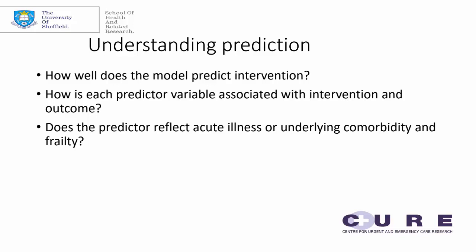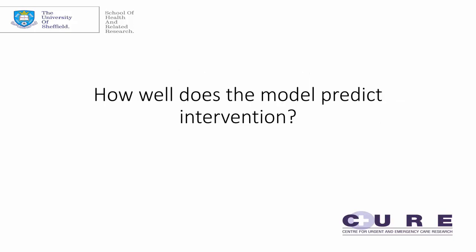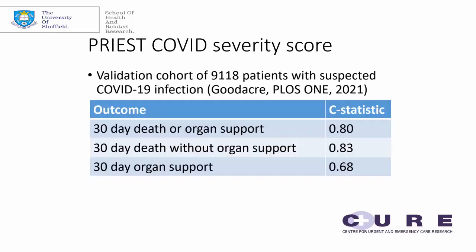I'm just going to go through those questions and show you how they might work in helping us to understand prediction. So first of all, how well does the model predict intervention? Again, this is data from the PRIEST study that we did, looking at the validation data from our validation of the PRIEST score. What you can see here are the C statistics. As I said, a C statistic of 0.5 is pretty useless. A C statistic of 1 is perfect.